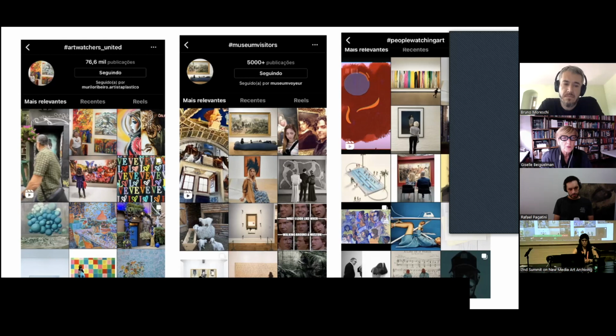This is an example of some hashtags mapping people in museum space, which are several different keywords to find this material. At the same time, researching the same material on museums is sometimes not easier, because museums don't have a particular category to organize images of visitors, which is problematic because I'm trying to collect this material and it's very dispersed.